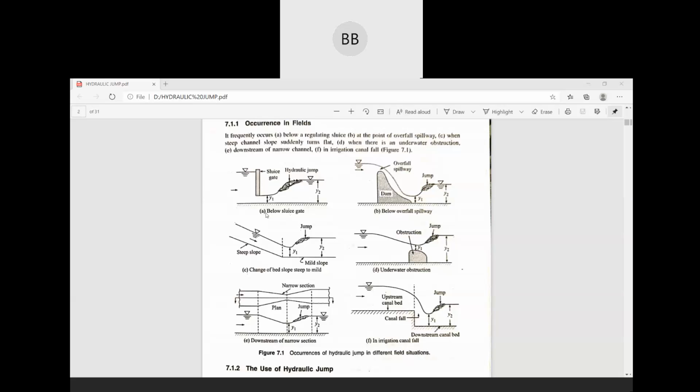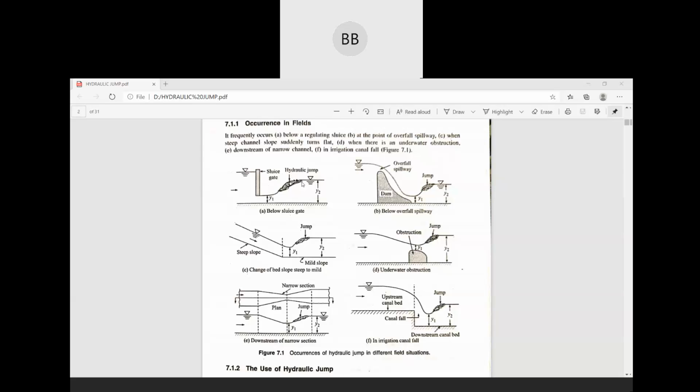Suppose in the first case, if you see the first figure, there is a sluice gate. Once you open the sluice gate, it reduces the cross section, so the velocity is very high. Once it goes out, there is a sudden increase of depth of flow, and because of this sudden increase, the jump occurs. So this is called hydraulic jump, or you can also say it's a rapidly varied flow.